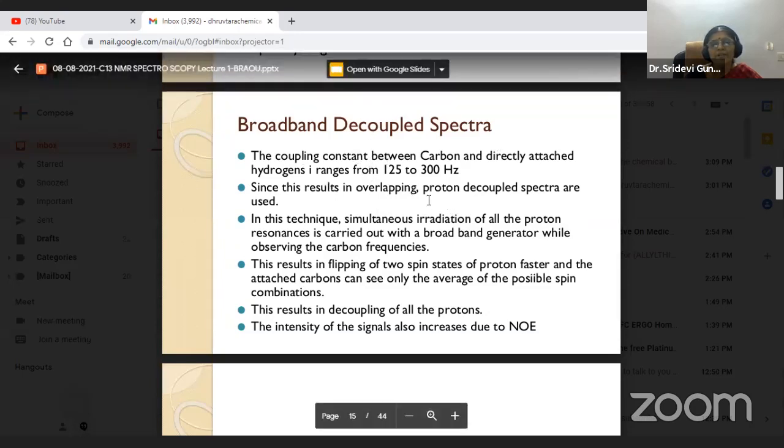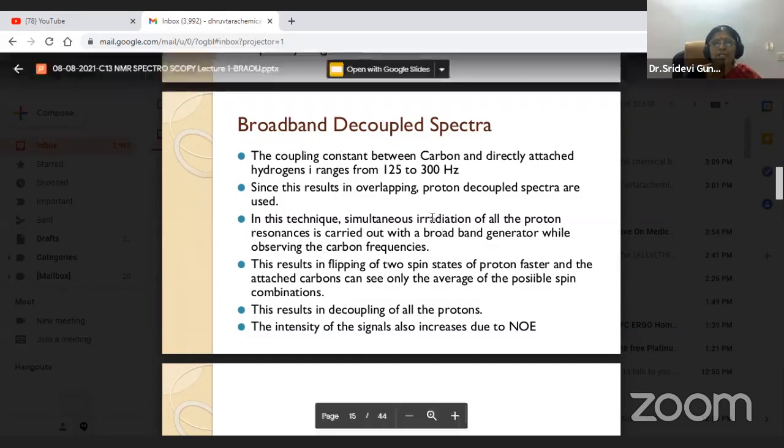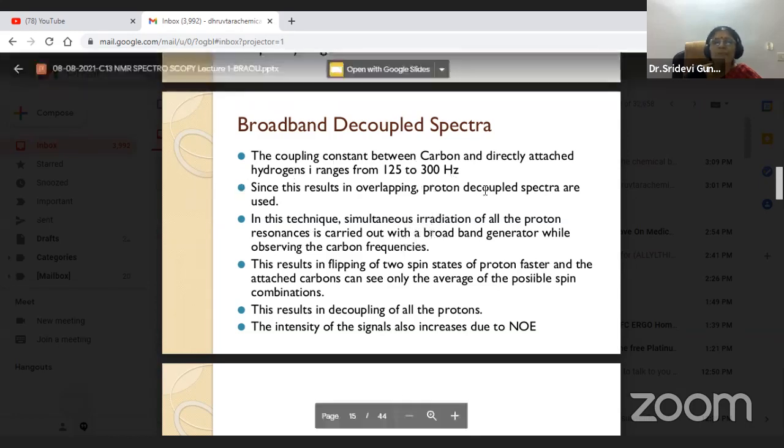So what is being done here? How is the complexity arising? The complexity is arising because of the coupling between carbon and various hydrogens present in the molecule. If we can remove that complexity, that means if we decouple all the protons present in the molecule, then the spectrum will be simplified. And that is what is done here: simultaneous irradiation of all the proton resonances. Simultaneously, all the protons are irradiated.